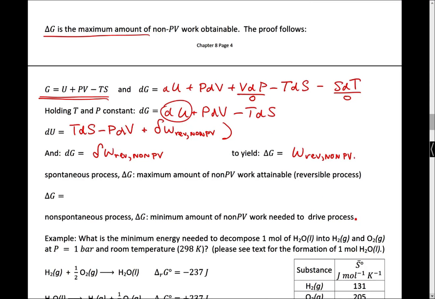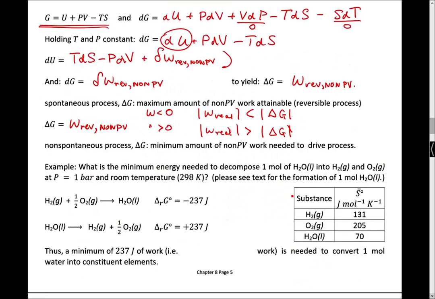All right. W reversible, non-PV. And then we can do the same sort of thing that we did before. So if work is less than 0, that means that work's being produced by the system. And then we can say that W real is going to be less than the absolute value of delta G. And if W is greater than 0, meaning I have to do work to drive the process, then we can say the absolute value of W real is greater than delta G. Right? But the main idea is that delta G represents the limiting value of the work that's not pressure volume. Okay?